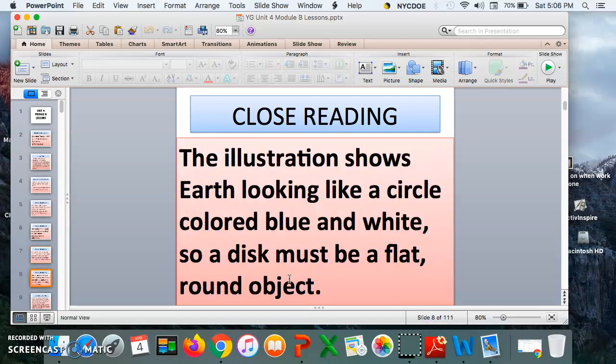The answer is, the illustration shows Earth looking like a circle colored blue and white. So a disk must be a flat, round object. Let's continue.